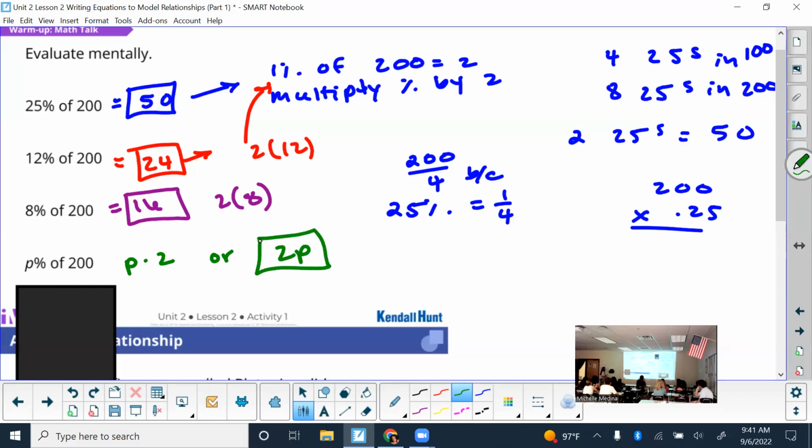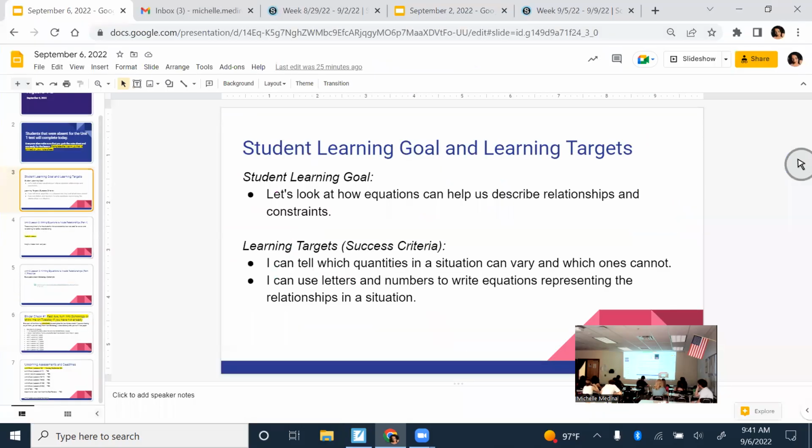And you'll see why later on. All right, but that's it. So P% of 100 would be P, so P% of 200 would be 2P. All right, good. So that is our math talk. That kind of leads into what we're doing today. So let's go over the slide.